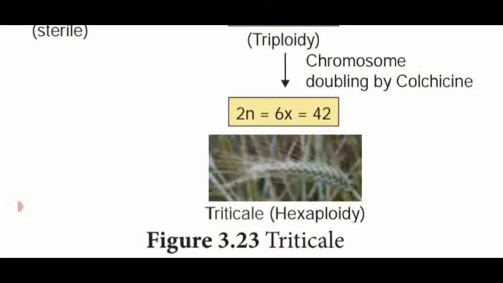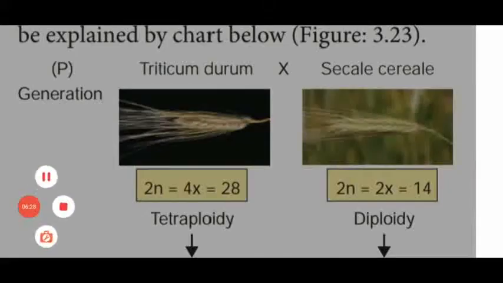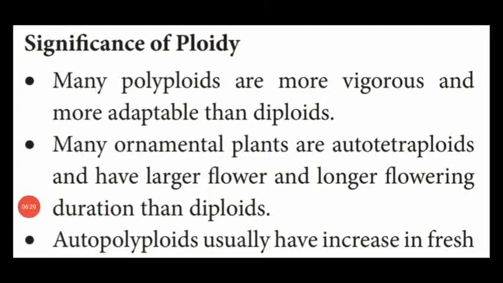Next, we are going to see the significance of ploidy. Dear students, the significance of ploidy is an important 3-mark and 5-mark question. The organisms produced by the polyploidy method show vigor, that means a large amount of crops, and those crops are also much better adapted to different kinds of environmental situations than the diploid set of organism.